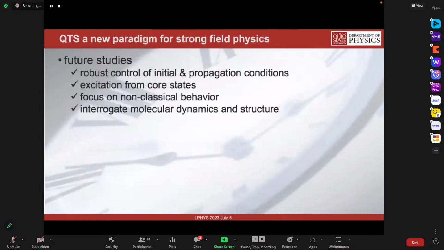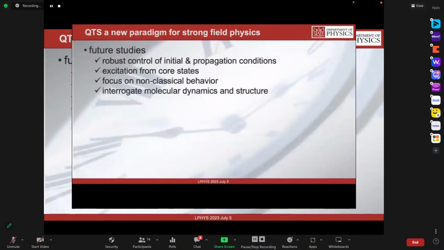So let me end by talking about future studies, and I hope I've convinced you that this quantum trajectory selector really is a new paradigm for strong field physics. Let me point out things you can think about doing now. Now you have robust control of the initial conditions and the propagation conditions. Complete control.